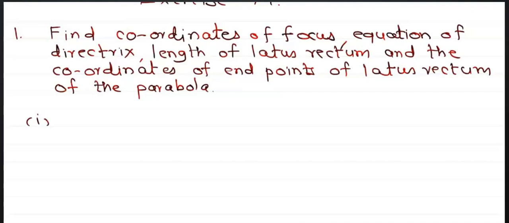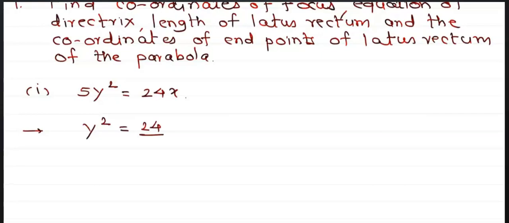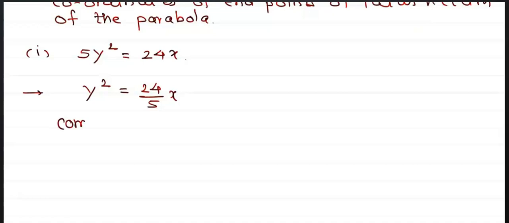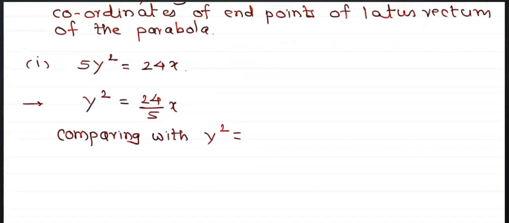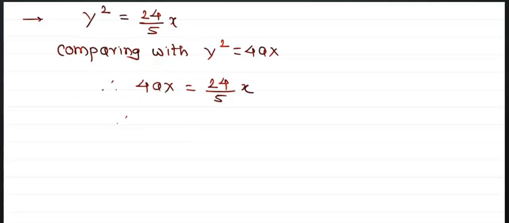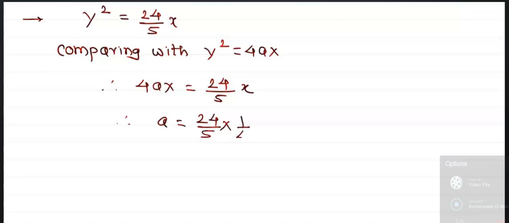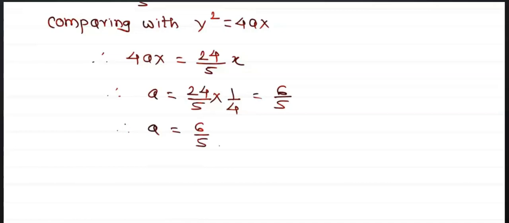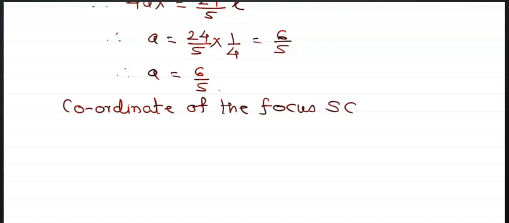Now the first is 5y square is equal to 24x. Therefore, y square is equal to 24 upon 5 x. Comparing with y square is equal to 4ax, then you will get 4a is equal to 24 upon 5. Therefore, a is equal to 24 upon 5 into 1 upon 4, that is 6 upon 5. Therefore, a is equal to 6 upon 5. This is the value of a. It's very important. Now, the coordinate of the focus is a, 0, which is 6 upon 5, 0.